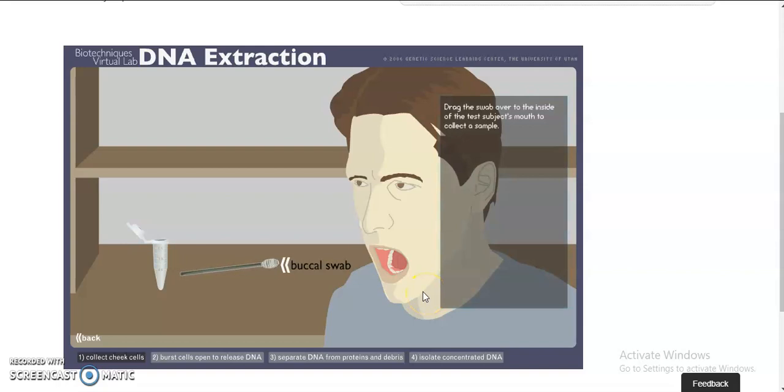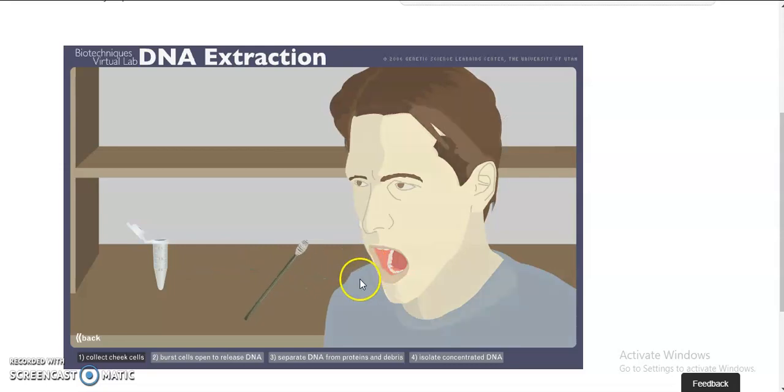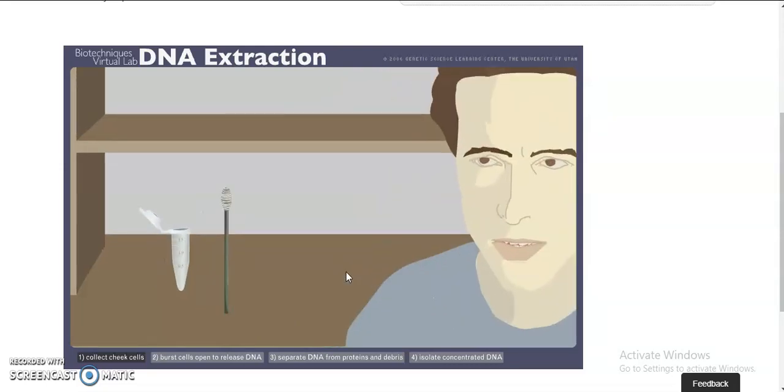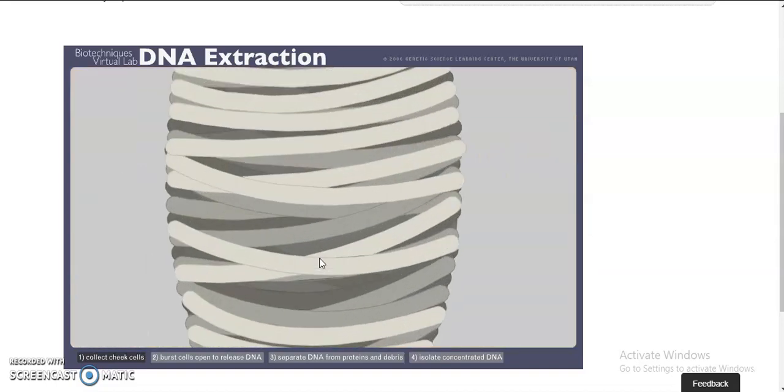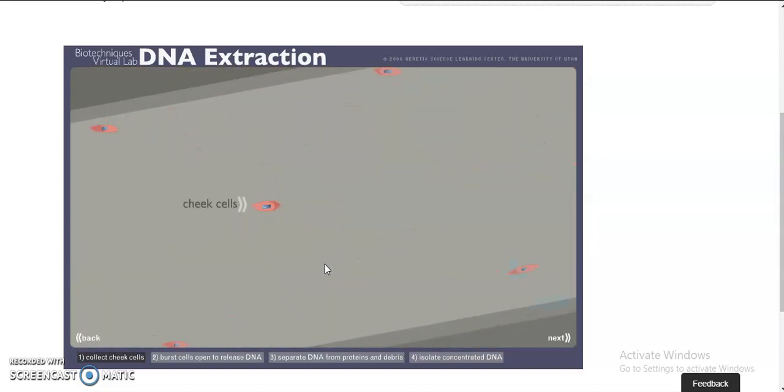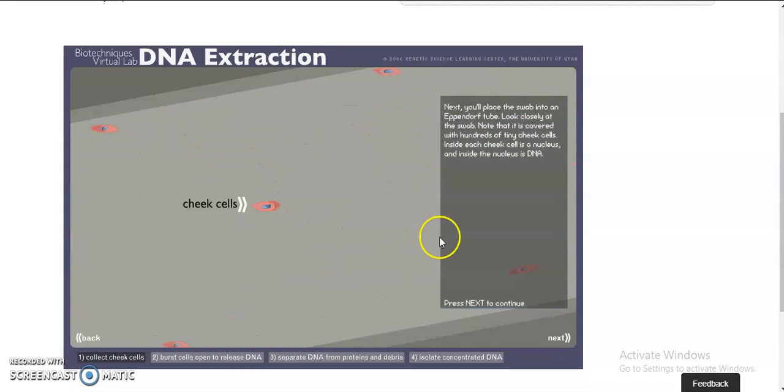First, we drag the swab over the inside of the cheek to collect a sample. Look closely at the swab. Note that it's covered with hundreds of tiny cheek cells. Inside each cheek cell is a nucleus, and inside the nucleus is DNA.